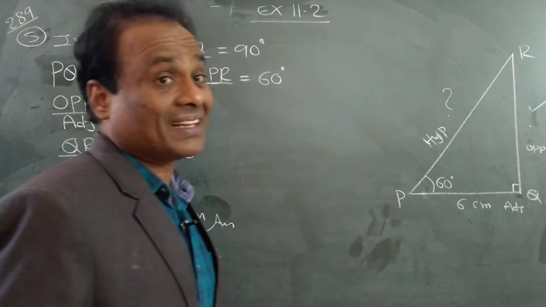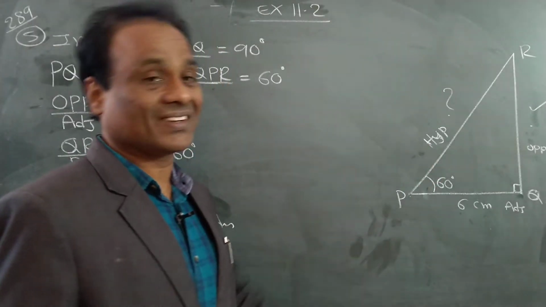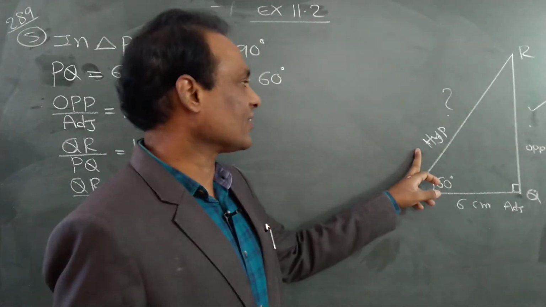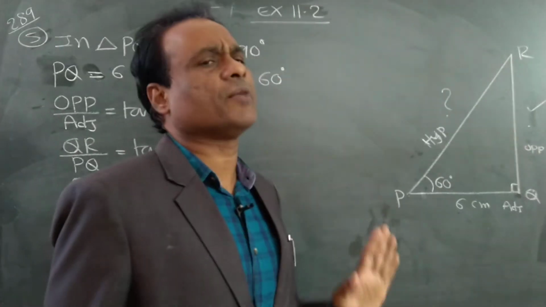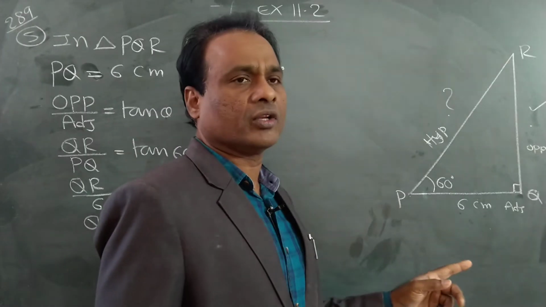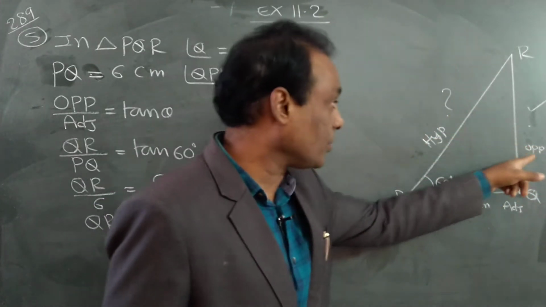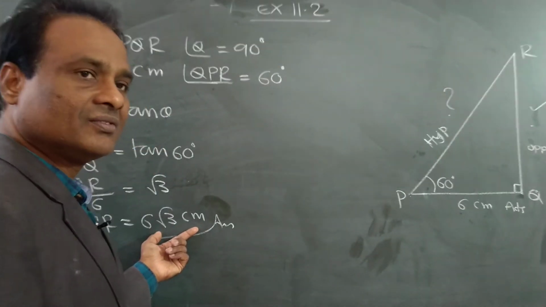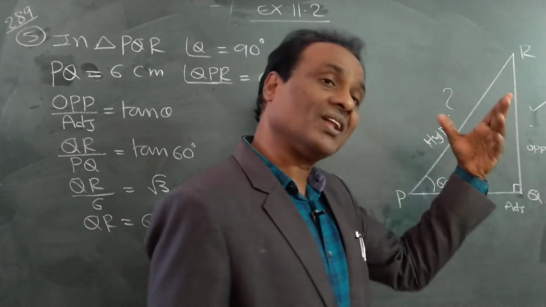What else do we require? We require this side also. This side is also asked. Because we know this value, you can take any ratio which involves the hypotenuse. We can take sine, opposite by hypotenuse, because we have got the opposite now. We can take cosecant, hypotenuse by opposite, also.